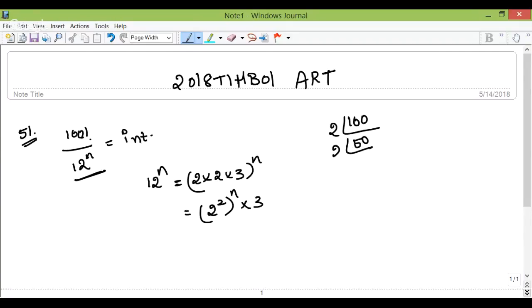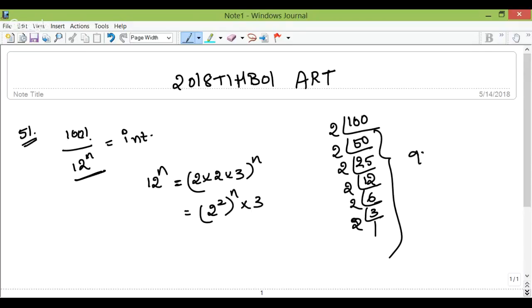50, 25, 12, 6, 3. Now, the sum of these numbers gives us the number of 2's in 100 factorial. That is 97.